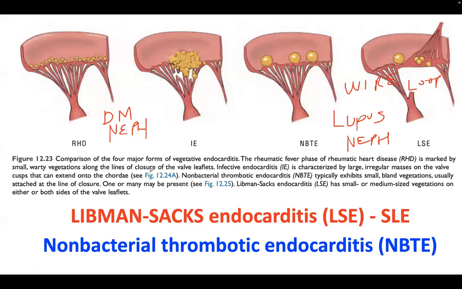The wire loop. Okay, then we have what we call the non-bacterial thrombotic endocarditis. These also present with vegetations. Can anyone tell me what is the most common cancer which is associated with non-bacterial thrombotic endocarditis? This is associated with a malignancy.